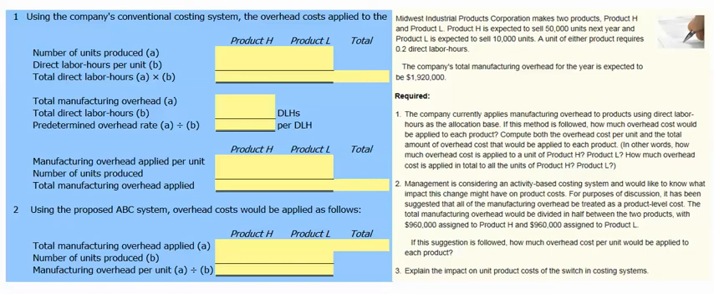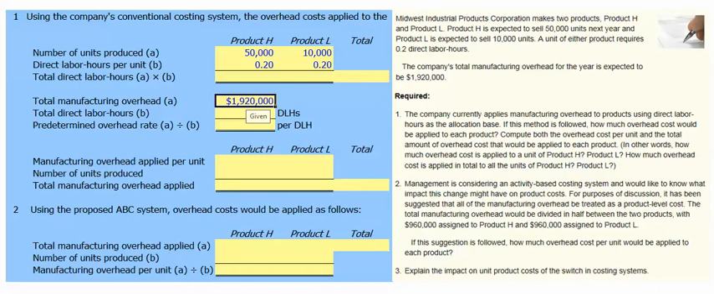Midwest Industrial Products Corporation makes two products, Product H and Product L. Product H is expected to sell 50,000 units next year, and Product L is expected to sell 10,000 units. A unit of either product requires 0.2 direct labor hours. The company's total manufacturing overhead for the year is expected to be $1,920,000. Let's look at requirement number 1.